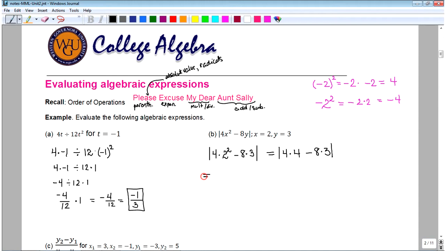So now I can do my multiplications. 4 times 4 is 16. We keep the subtraction. 8 times 3 is 24. Well, 16 minus 24 is negative 8. So now we have the absolute value of negative 8. Well, the absolute value of a quantity is going to make whatever you're finding the absolute value of positive. So the absolute value of negative 8 is positive 8, and that's our answer.